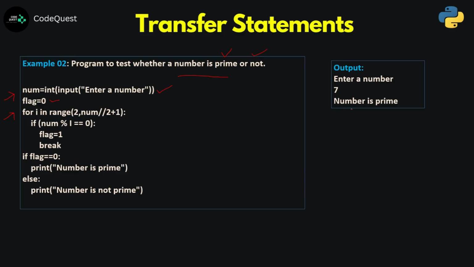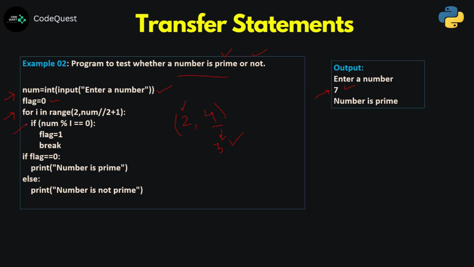So let's say we have taken the number as 7. So num is holding 7. Now this range is going to produce 2 to 7 by 2 plus 1. That is 7 by 2 is 3, 3 plus 1, that is maximum 4. So when I'm applying range on 2, 4, obviously this is the end value, so end value minus 1 means it is going to go up to 3. So i value will be 2, i value will be 3.